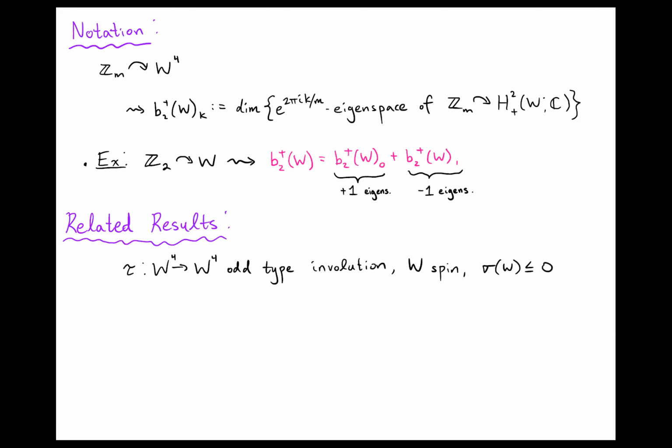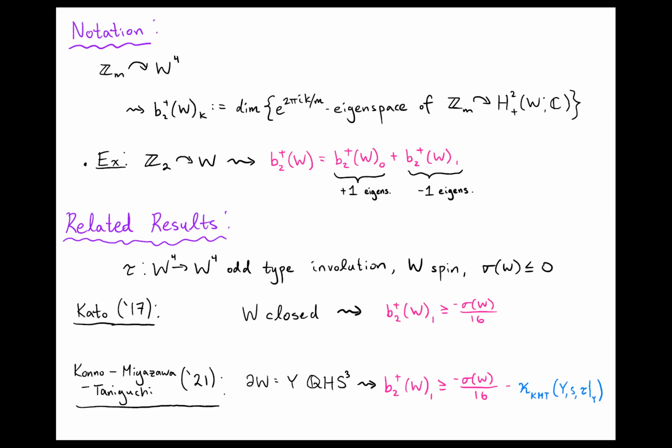All right, so with that being said, here are the following related results. Let's consider just involutions with spin lifts of odd type. In 2017, in the closed case, Kato proved that b2 plus W sub 1, the non-trivial part of b2 plus, is greater than or equal to minus the signature over 16. So in some sense, we have half of the usual 10/8 type inequality here.